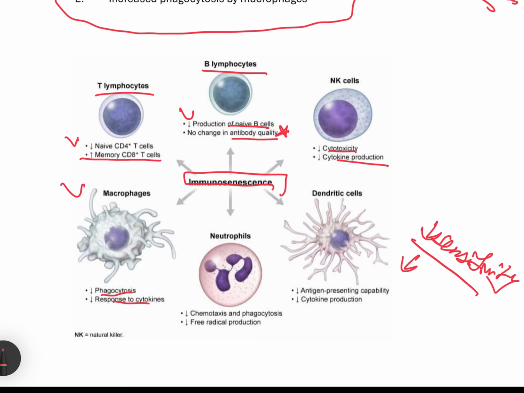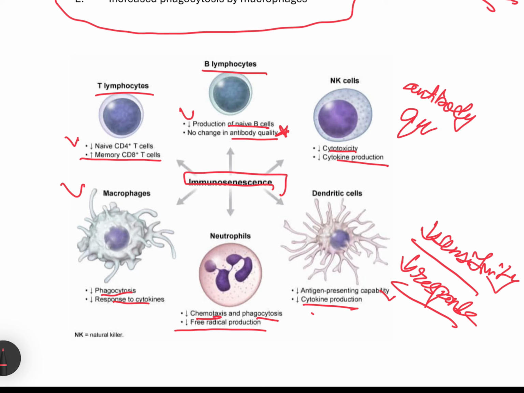Due to aging, the body response is going to decline. If we talk about neutrophils, neutrophil chemotaxis and phagocytosis decrease, and free radical protection also decreases. For dendritic cells, antigen presenting capability will be decreased and cytokine production will also decrease. In the whole immune system, everything is going to decrease except the antibody quality. There is no compromise in antibody quality, but everything else is going to decrease.